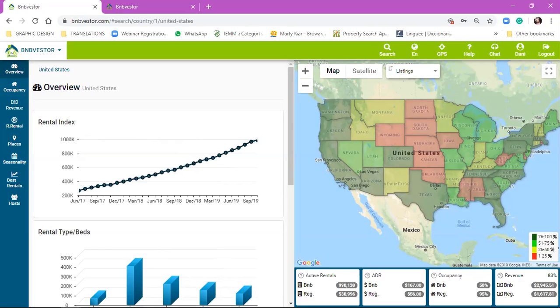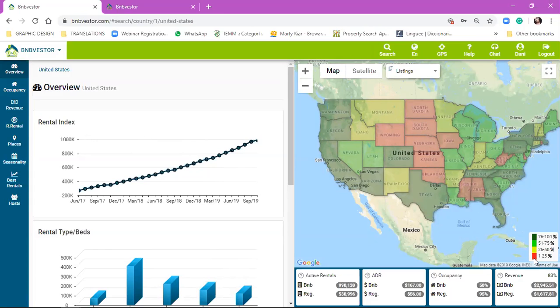Okay, so up here you can see the colors divided into red, yellow, green, and then dark green. The red is for listings. You see up here that we have the color distribution for listings. The states that are dark green are the states with the highest B&B listings, so they have a lot of B&B listings. Then the red is the one that has the least.